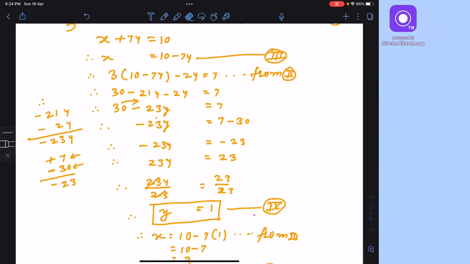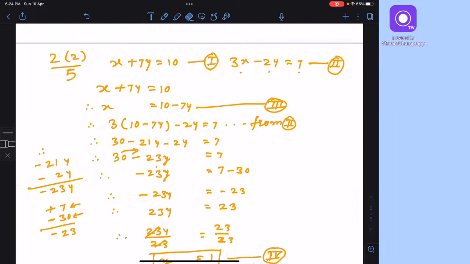If you want to check it, so what value we got? X is 3, y is 1. So this will become x is 3 and y is 1. 7 into 1. 3 plus 7 into 1 is 7. 3 plus 7 is 10. So this is correct. And here x is 3. So 3 times 3 minus 2 times y is 1. So this is equal to 3 3s are 9 minus 2 1s are 2. 9 minus 2 is 7. So this is also correct. Both the equations are satisfied. Our answer is correct.